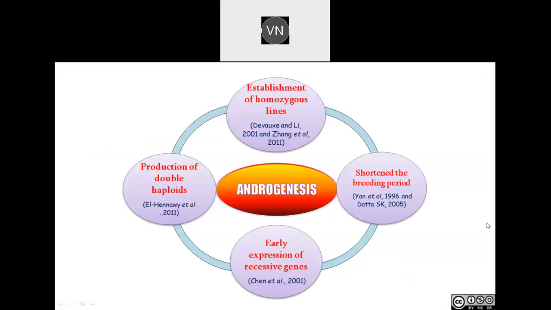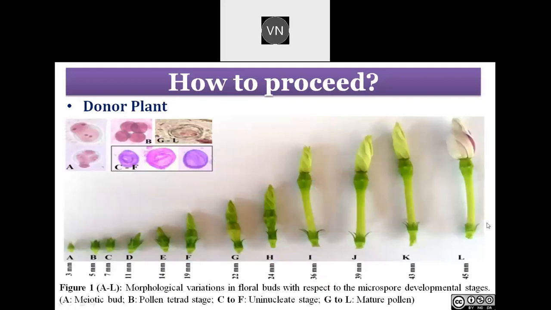Now these are the consequences and advantages of androgenesis or androgenic haploid development. The first and foremost important aspect of androgenic haploid induction is the establishment of homozygous lines. All the other three are consequences of the establishment of homozygous lines: shortening of breeding period, early expression of recessive genes, and the production of double haploids. Next, please.